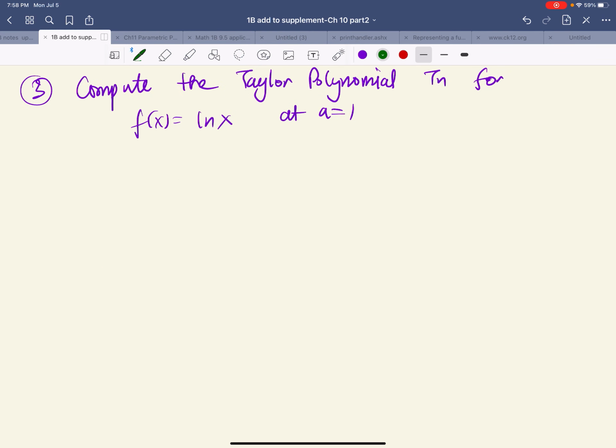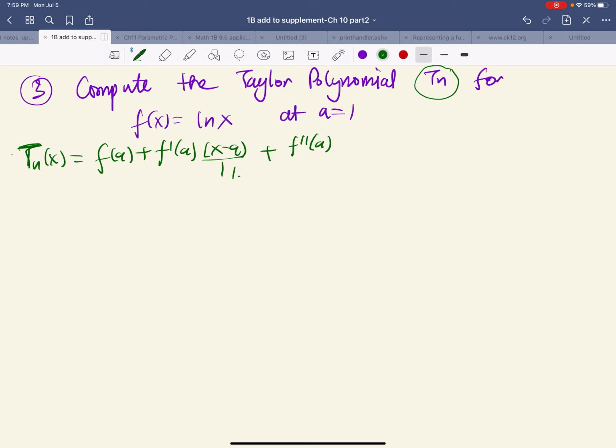Next, we're going to compute the Taylor polynomial for natural log of x at a equal to 1. So I'm looking for a Taylor polynomial Tn. So I'm looking for a general polynomial where I do have the nth term. Okay, so let's see. We're going to write the nth term as well. So this Taylor polynomial Tn, let's just call it Tn as a function of x. It's going to be f of a plus f prime of a times x minus a over 1 factorial plus f double prime of a times x minus a to the second power over 2 factorial plus f triple prime of a times x minus a to the third power over 3 factorial, and so on. So let's write the first few terms and see how this series looks.